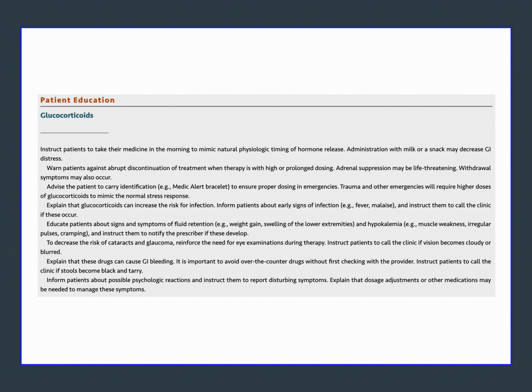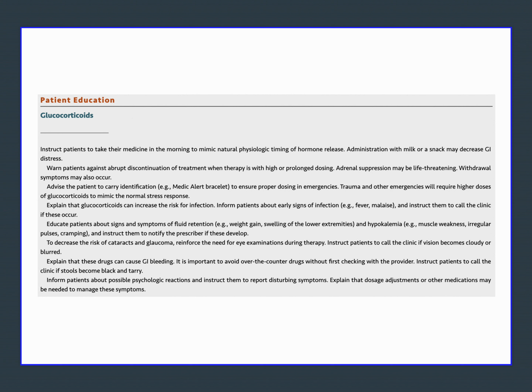So knowing this will help to explain what may be going on and help direct the treatment for this patient. You also want to tell your patient that it's great for anti-inflammatory reasons, but it also can increase your risk for infection because it suppresses your immune system. And they may not even know or get to see those early signs of infection, but teach them anyways: fever, malaise, have them call you. If there's any sign of fluid retention, weight gain, swelling, have them call you. What about the signs for low potassium: muscle weakness, pulses that are irregular, or cramping? Have them call you as well.